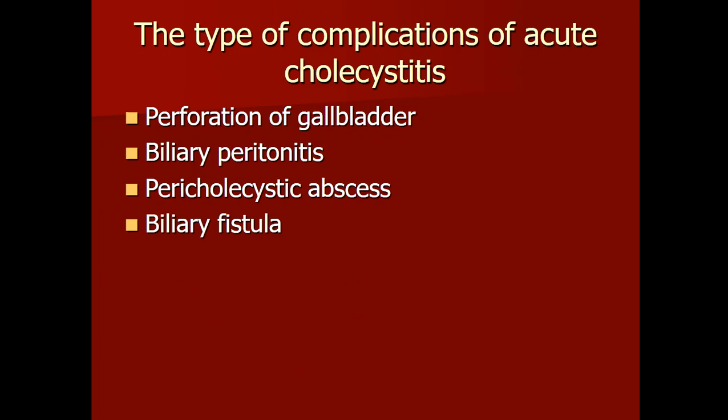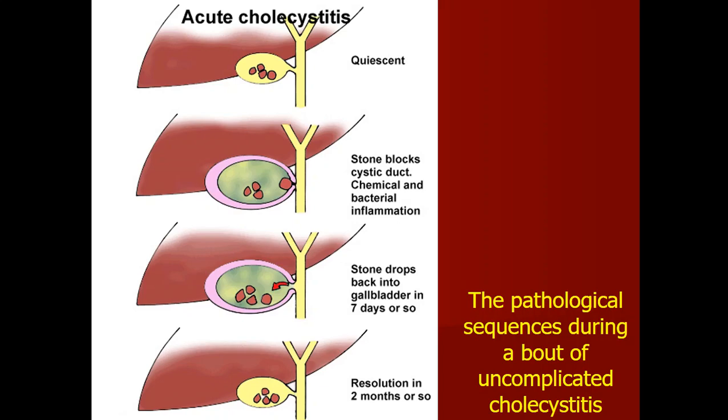If the stone is large in size, the patient can develop gallstone ileus, with the stone causing mechanical small bowel obstruction at the ileocecal valve. Let's have a little stop at the pathological sequences during a bout of uncomplicated cholecystitis.